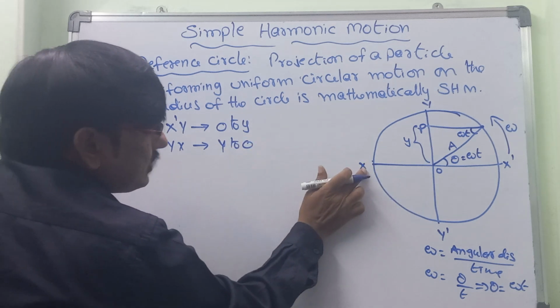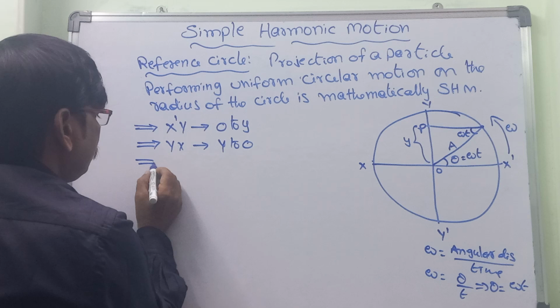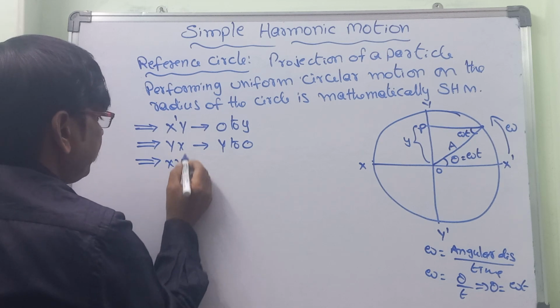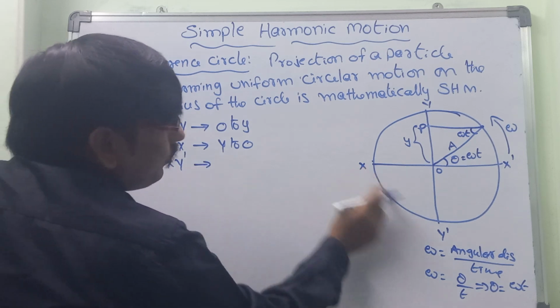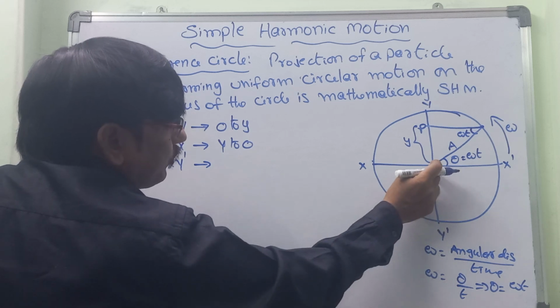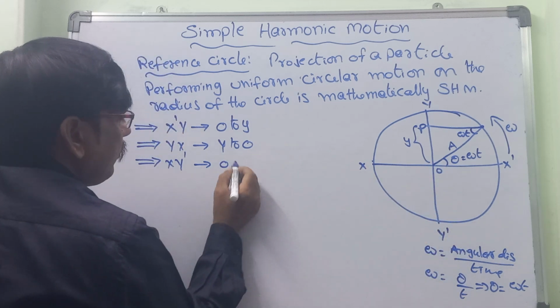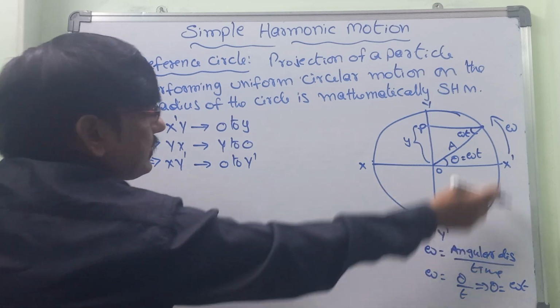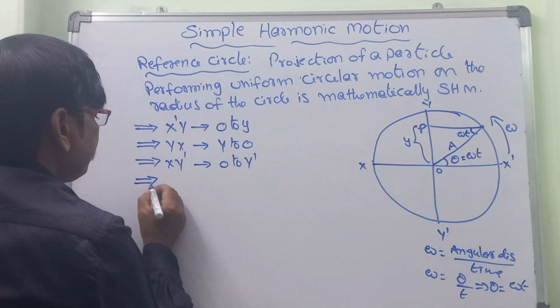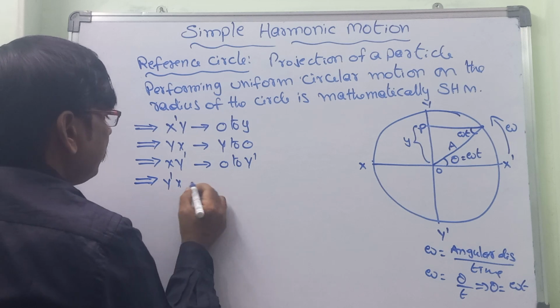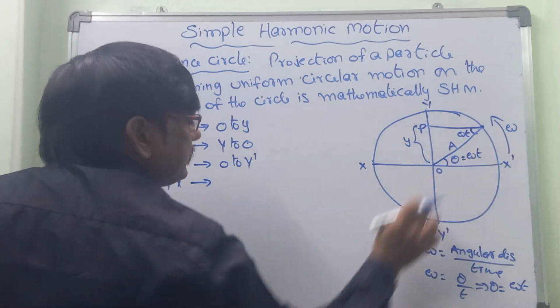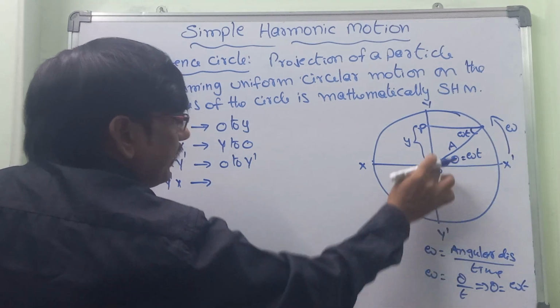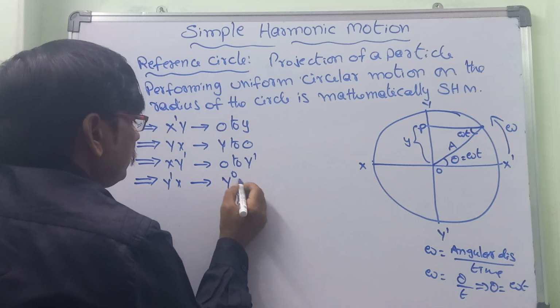The particle starts from x to y dash. So that is x to y dash, the particle, then the projection will start from o to y dash. Next the particle is starting from y dash to x, in the sense the particle starts from y dash to o.